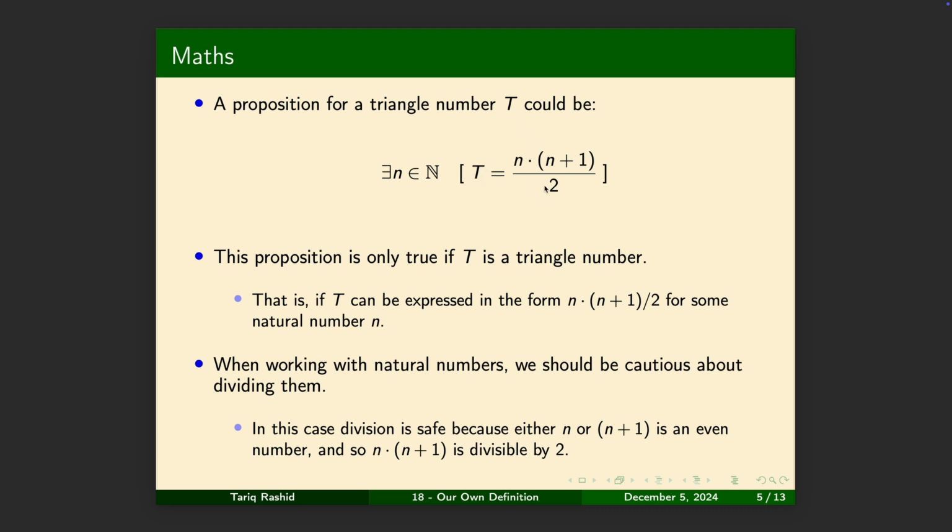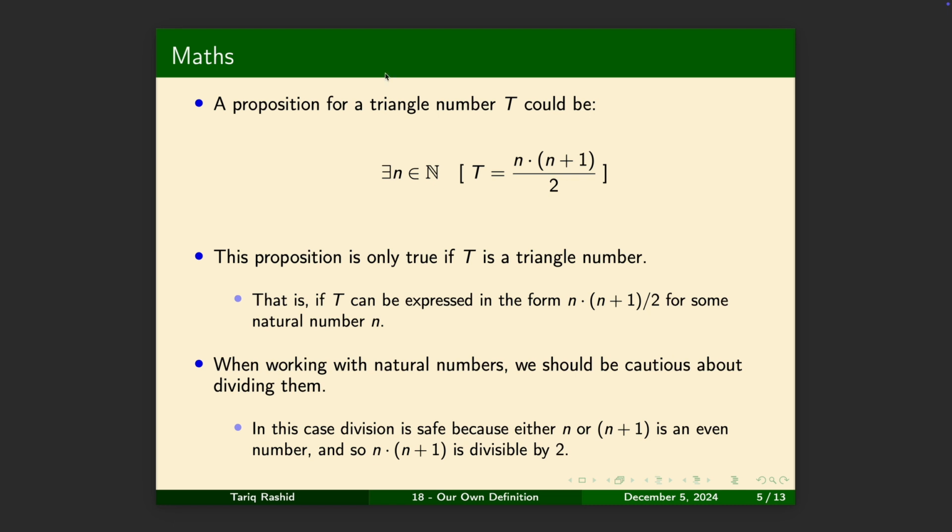We want to just call out something here. Division is something we should be cautious about when working with natural numbers, because 4 divided by 2 is 2, that's a natural number, but 3, a natural number, divided by 2, a natural number, the result doesn't exist in the natural numbers. So we just have to be cautious.